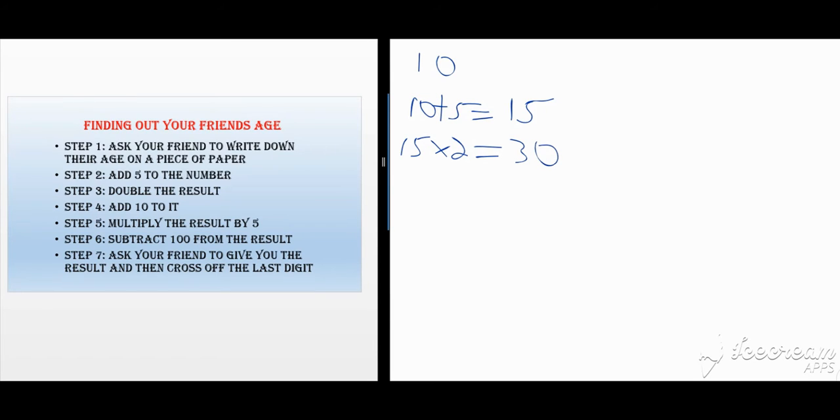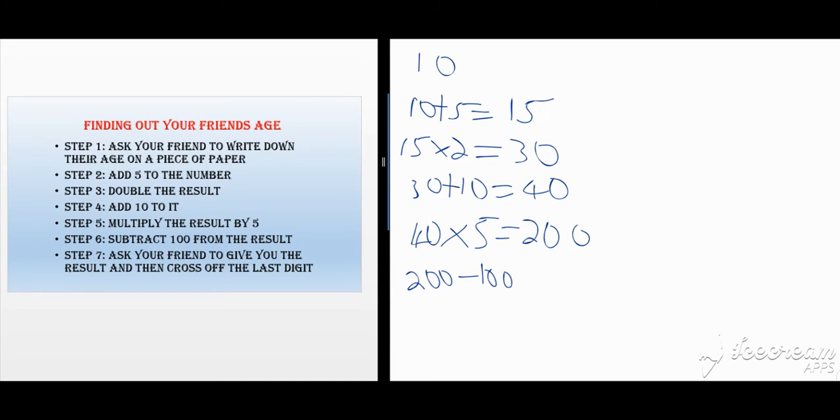Now step 4 says we should add 10 to it. So I'm going to have 30 plus 10, which is equal to 40. Now step 5, we multiply the result by 5. So I'm going to have 40 times 5. And we know 5 times 4 is 20. So I'm going to have 200 here. In step 6, we subtract 100 from this result. So it becomes 200 minus 100, which is equal to 100.